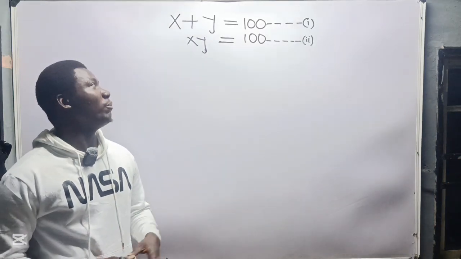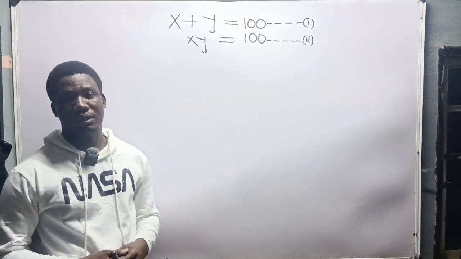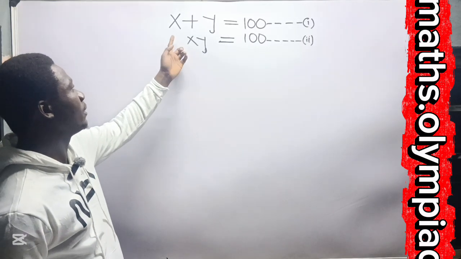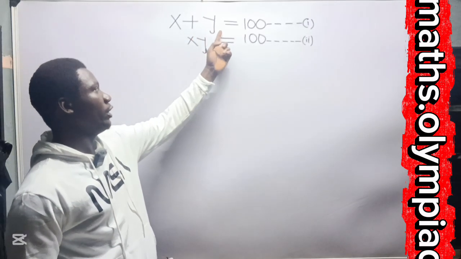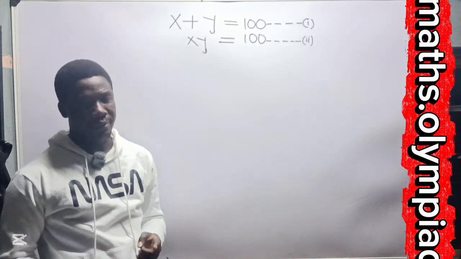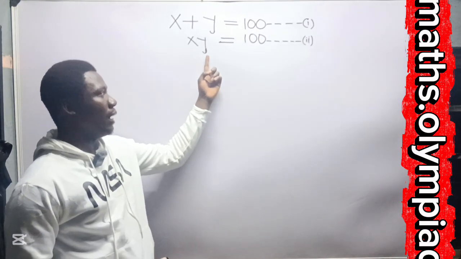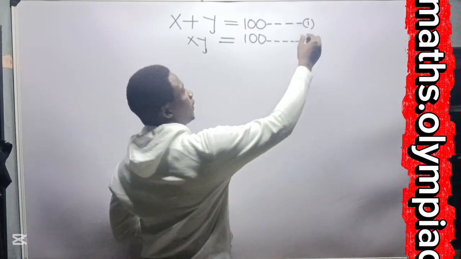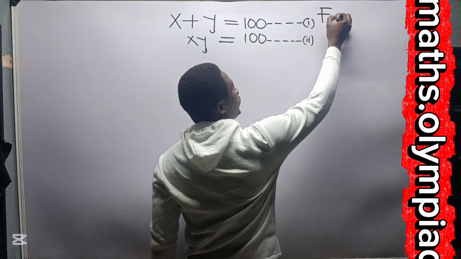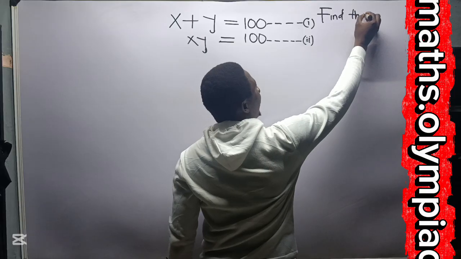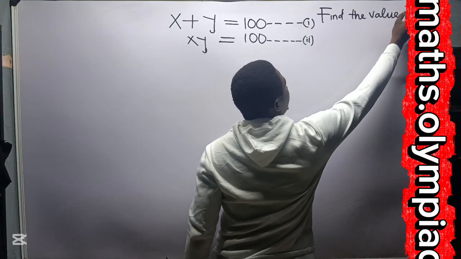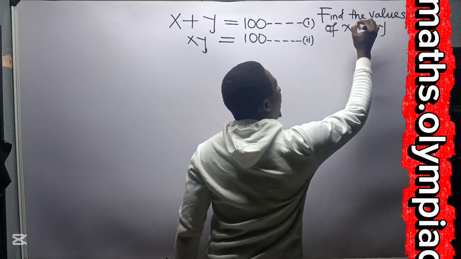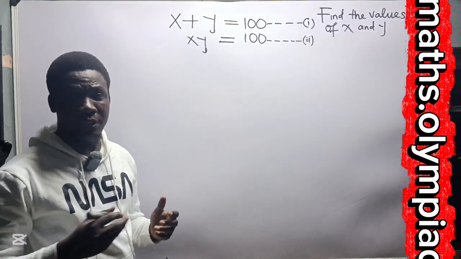In today's class, I'll be showing you how to solve this mathematics question. Now take a look at this question. The question says that x plus y is equal to 100, and then x times y is also equal to 100. Find the values of x and y. How do we solve this question?